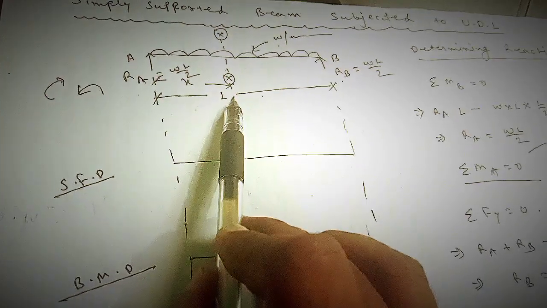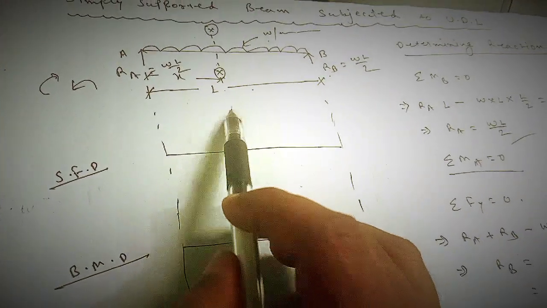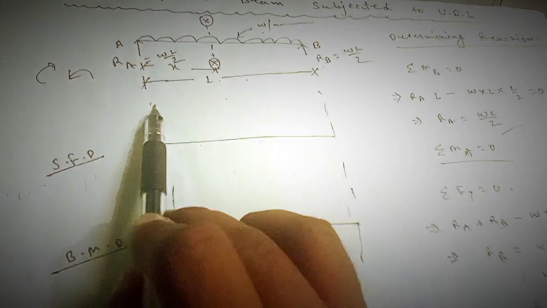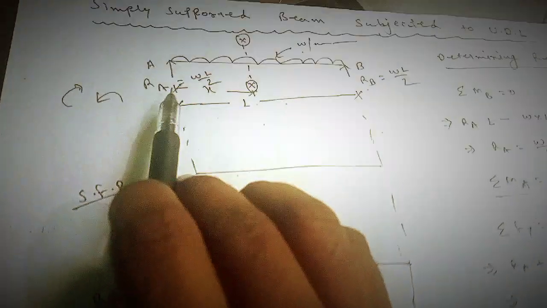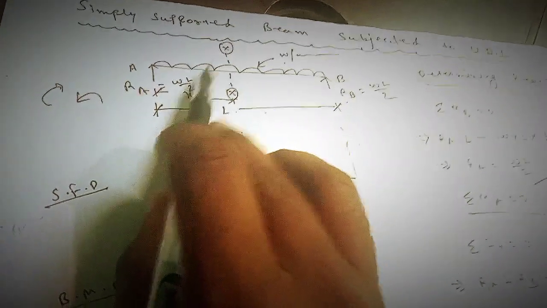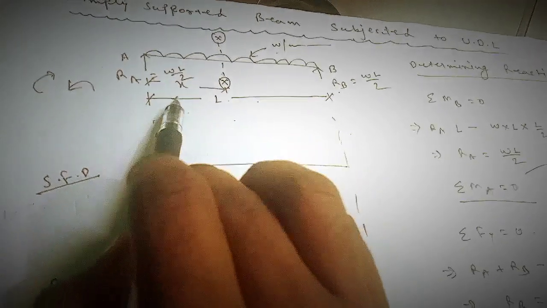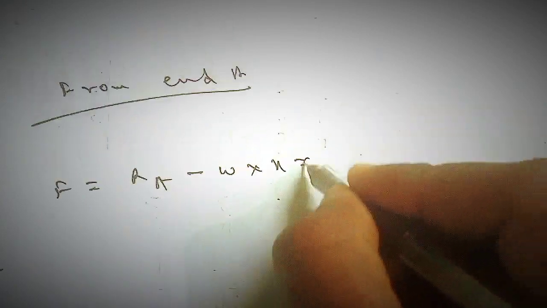For finding the shear force, I have made a section XX. You can consider this from any end, from end A or from end B. I am considering it from end A. So let me denote the shear force by F. F will be equal to what? R suffix A minus the UDL acting up to the section X, which will be W into X. So this is the shear force.